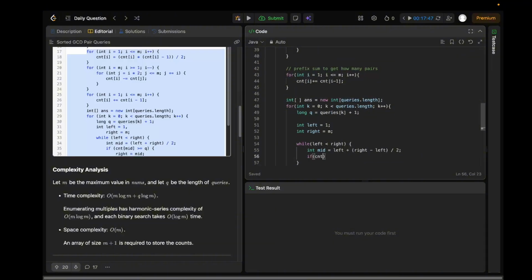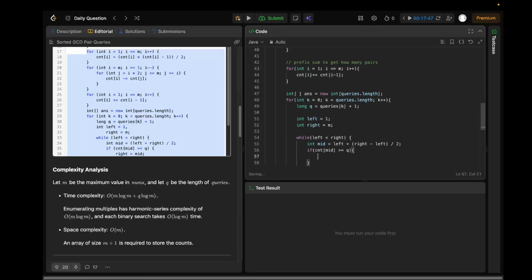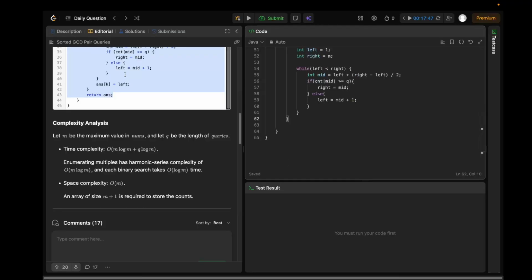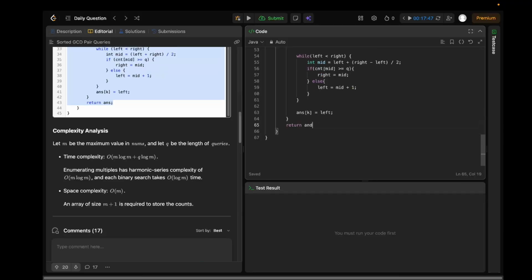If the count at the middle value is greater than or equal to q, then we move our right to mid, else left equals mid plus 1. And here answer[k] equals left, and then we return the answer.